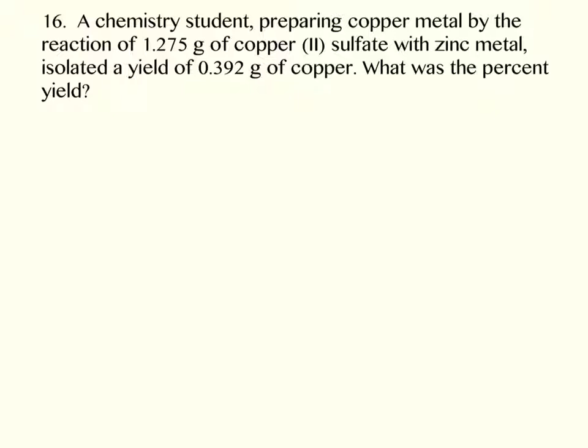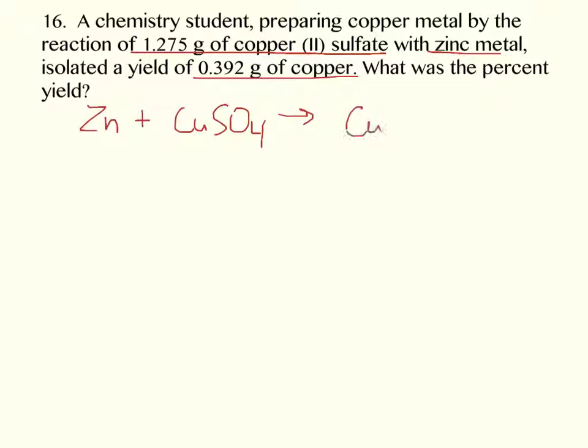Alright, last one in this section. A chemistry student preparing copper metal by the reaction of 1.275 grams of copper 2 sulfate with zinc metal isolated a yield of 0.392 grams of copper. What was the percent yield? First things first, balanced chemical equation. We had a piece of zinc metal reacted with copper 2 sulfate, and we know that that's going to produce copper metal with zinc sulfate. This is an already balanced chemical equation, 1:1:1 ratio.